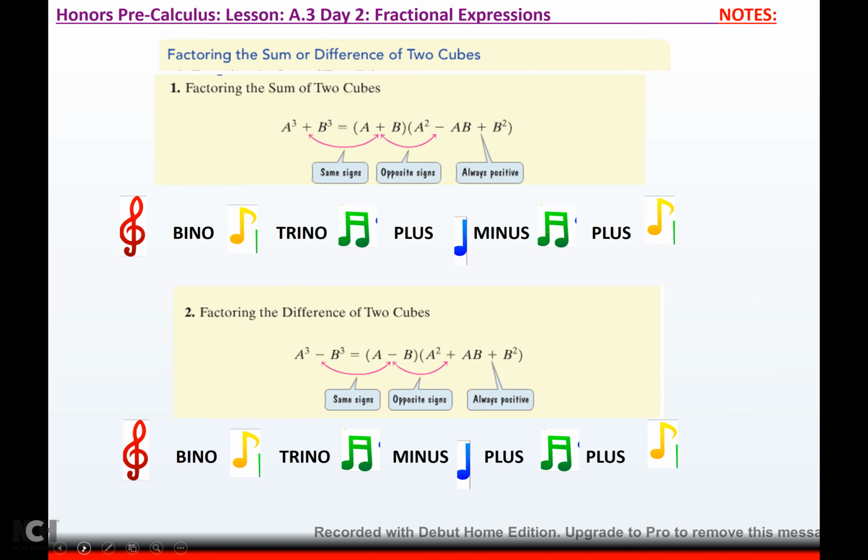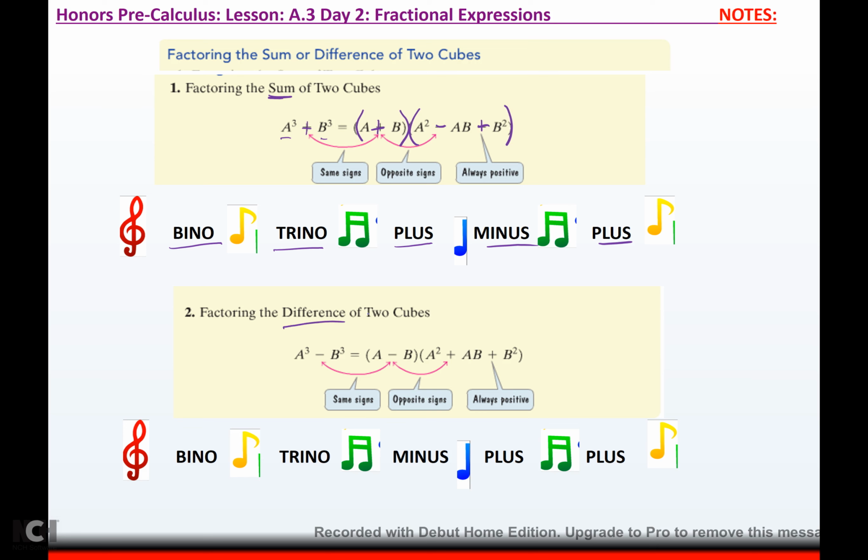Alright, so difference and sum of cubes. The song for sum of cubes, meaning both terms are perfect cubes but you're adding them, goes: binomial, trinomial, plus, minus, plus. See the binomial, the trinomial, and the signs go plus, minus, plus. I'll show you how to get the terms in a minute, but that's what the song means.